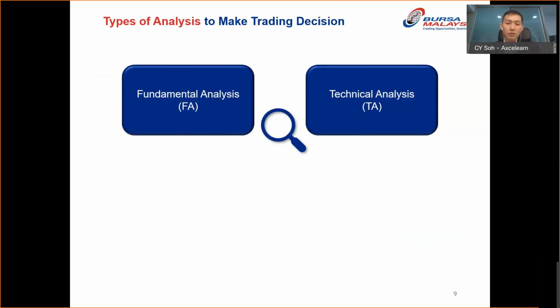So which of these analyses are you currently using in your trading? Let me know. If you are using technical analysis, you can type in TA. If you are using fundamental analysis in your trading, you can type in FA. So that you let me know which is your primary method of analysis in order to make your trading decisions.